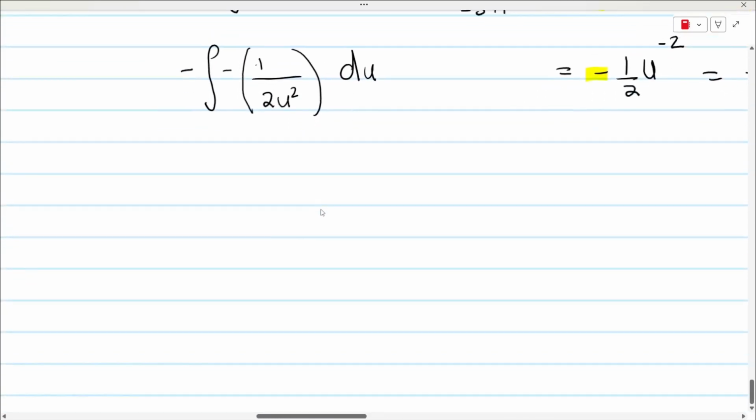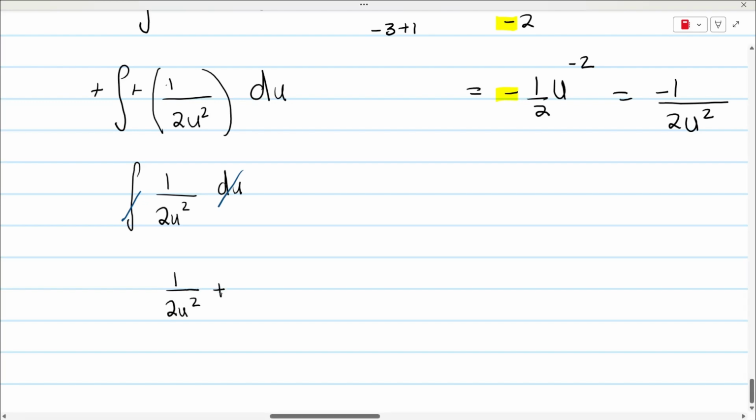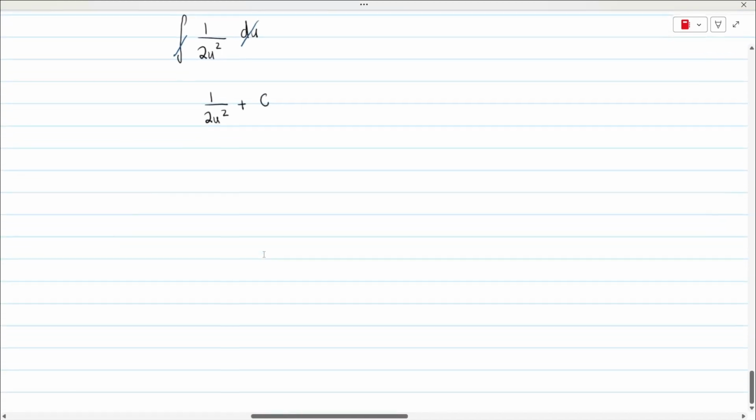In here, I can see that I've got two negative signs. So it's negative, negative, it cancels. So this is integrating 1 all over 2u squared du. Because I have evaluated this inside expression using the power rule for integration, these fall away, the integration sign and the du. So now I've got an expression that can be rewritten as 1 all over 2u squared plus some constant of integration c, because I'm evaluating indefinite integrals, not definite integrals.